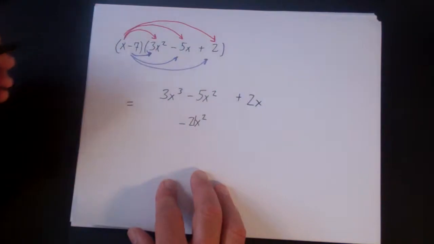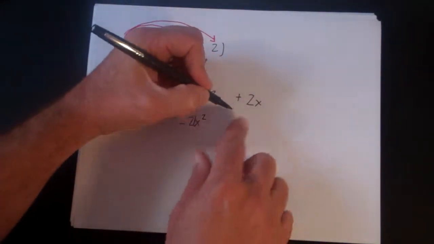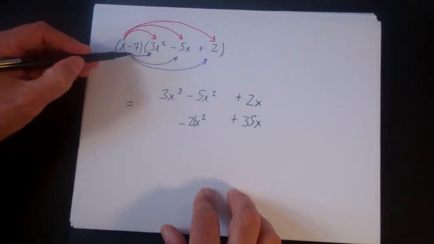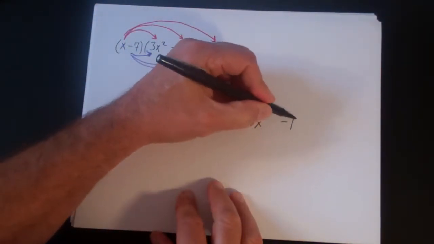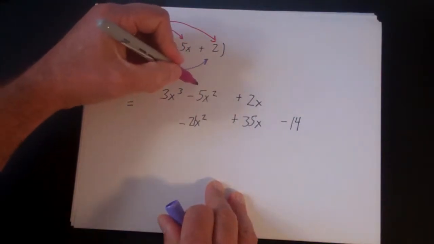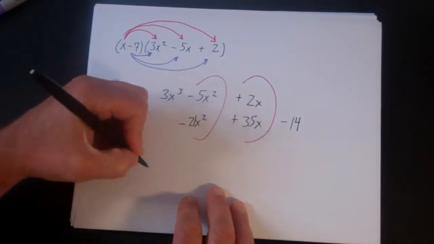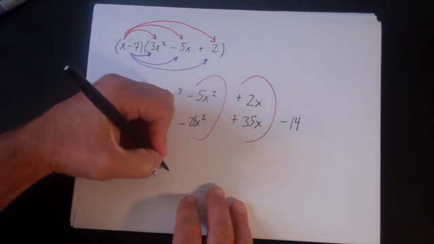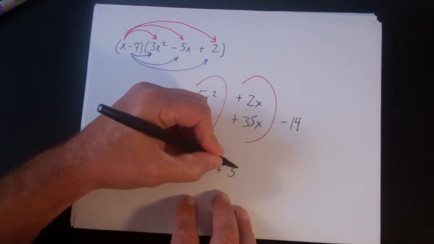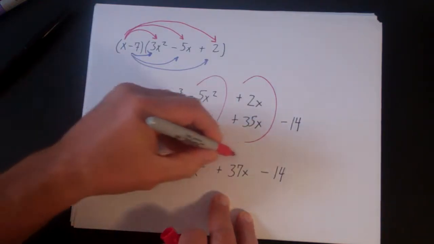That's minus 21x squared. And then it's minus 7 times a minus 5x. That's a positive 35x, and I'm going to stack that under the x there. And then the last step would be minus 7 times 2, which is a minus 14. And now I'm going to combine like terms. Because of the way I've stacked it, these are going to be like terms and these are going to be like terms. So my final answer is 3x to the third minus 26x squared plus 37x minus 14. And that's my final answer right there.